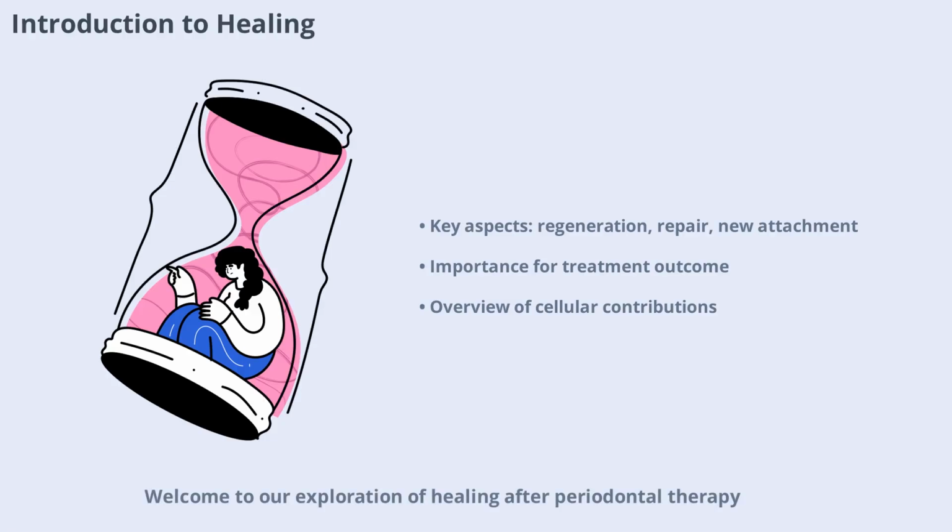Welcome to our exploration of healing after periodontal therapy. In this video, we'll break down the essential aspects that determine the success of periodontal treatment: regeneration, repair, and new attachment. Understanding these processes is crucial for both dental professionals and patients, as they directly impact the restoration of oral health. We'll also look at how different cell types contribute to healing and what outcomes can be expected depending on the sequence of cellular events.